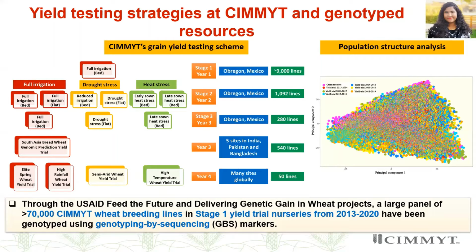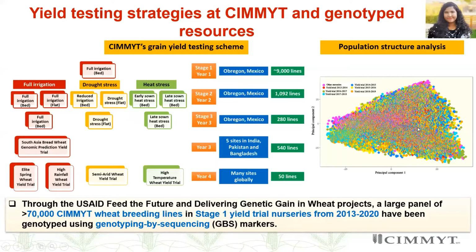Throughout the past several cycles, from 2013 to 2020, more than 70,000 CIMMYT wheat breeding lines, which are in stage 1 of yield testing, have been genotyped as part of the USAID Feed the Future project and the Delivering Genetic Gain in Wheat project. So now we have a large amount of data, and as you can see, the diversity here, showing principal component 1 versus 2 for this huge panel. There's lots of relatedness between the parents because of some common parents that are used across cycles, but there's huge diversity in the germplasm.